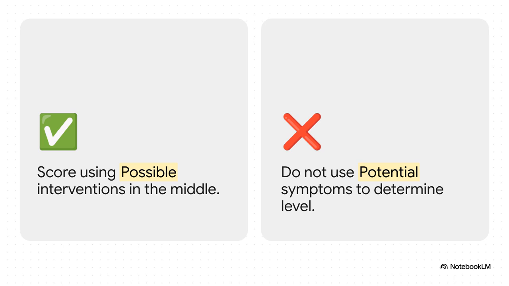Like, if a patient comes in complaining of severe chest pain, but then they refuse all treatment and leave after a basic chat with a nurse, you do not get to code a level 5 just because chest pain sounds scary. You score the interventions, not the symptoms.